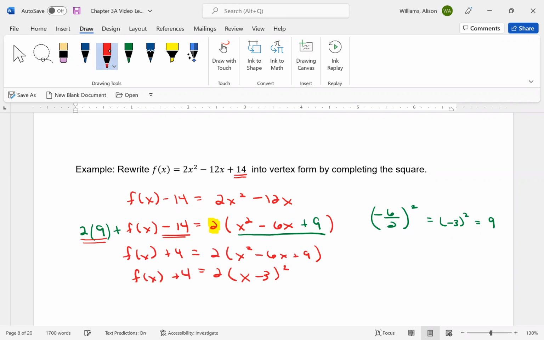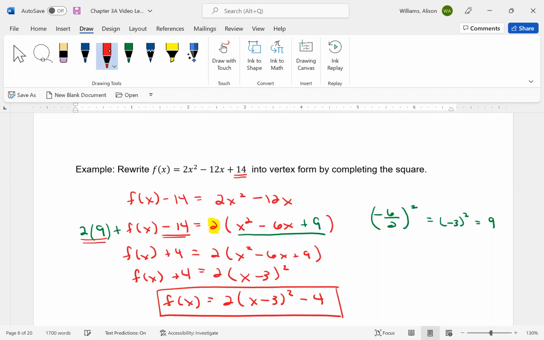And now I can move that, or re-isolate f of x. I can move that 4 back over to the other side. And now it's in vertex form. So the vertex for this is 3, -4. That's the vertex for this quadratic, and I see that from this.